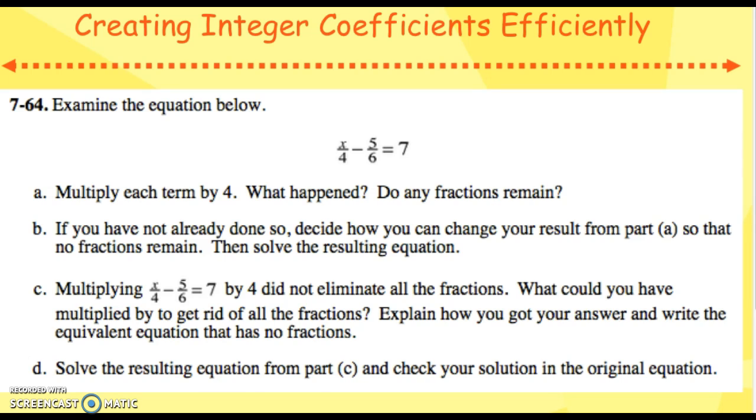7-64, examine the equation below. So I have x over 4 minus 5/6 equals 7. I'd like you to first copy this down in your notebook, pause the video, and then play again once you have that copied. Okay, so I'm going to rewrite this so that I have more room to work, because part A says that I need to multiply each term by 4, and what happened? Do any fractions remain?